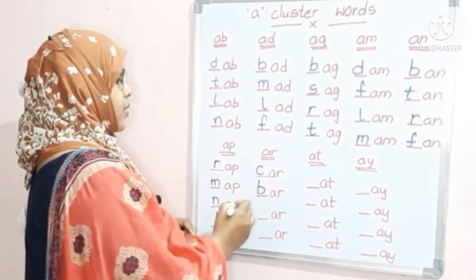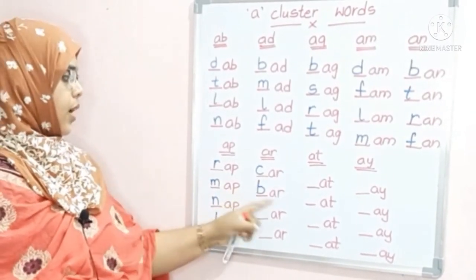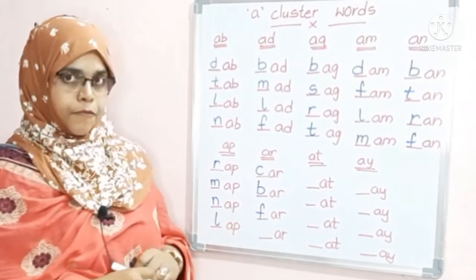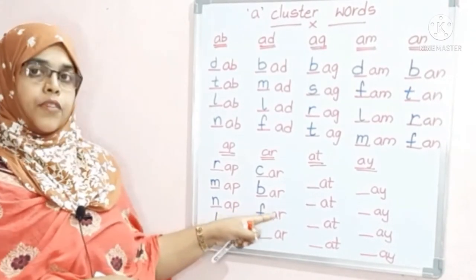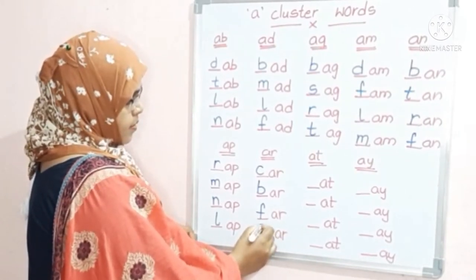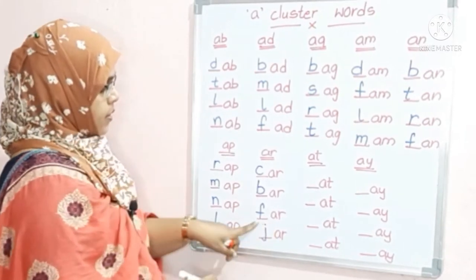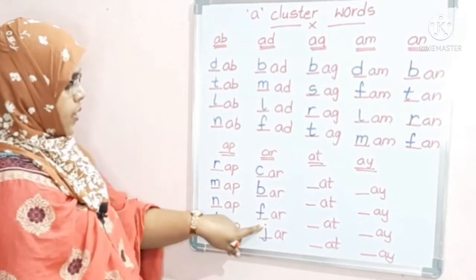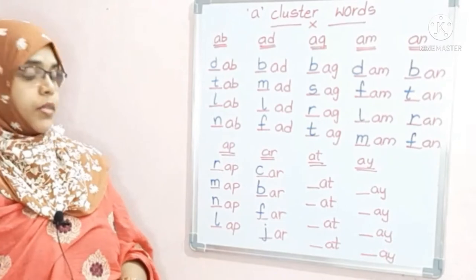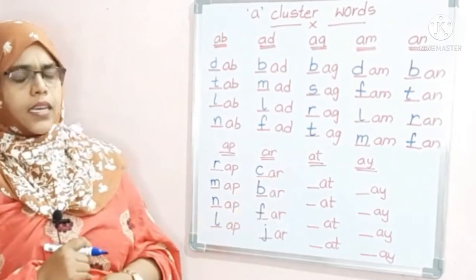If you are writing B here, sound of B is B. AR becomes bar. If you are writing F here, sound of F is F. AR becomes far. This is letter J. What is this letter? J. Sound of J is J. AR becomes jar.